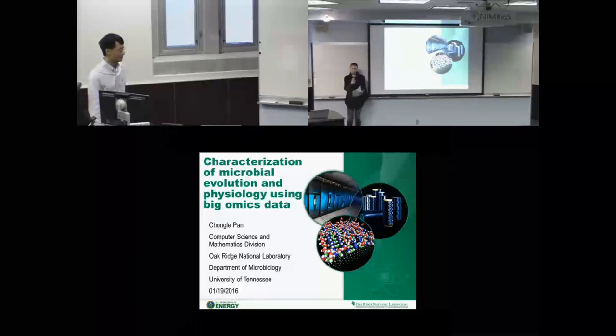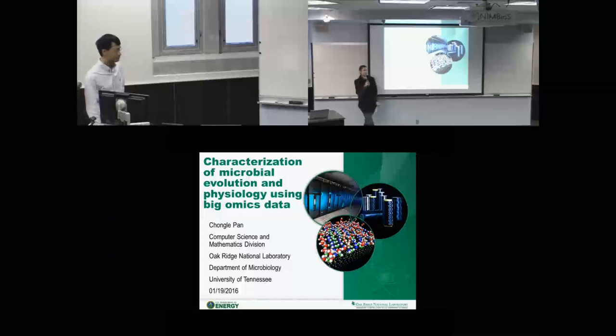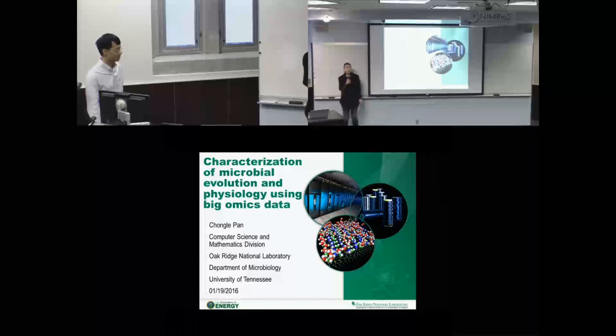So just by way of a quick introduction, I should mention that Chongo had contacted Colleen Johnson last semester because he wanted to see perhaps where he might have an opportunity to interact with folks at Nimbus, and so she suggested that a great place to start would be to come give a seminar and introduce himself to folks here. By way of a quick background, Chongo has a bachelor's degree in biochemistry from a university in Shanghai, and his PhD is actually from the Genome Science and Technology program here at UT, and he received that in 2006, and he's been at Oak Ridge since then.